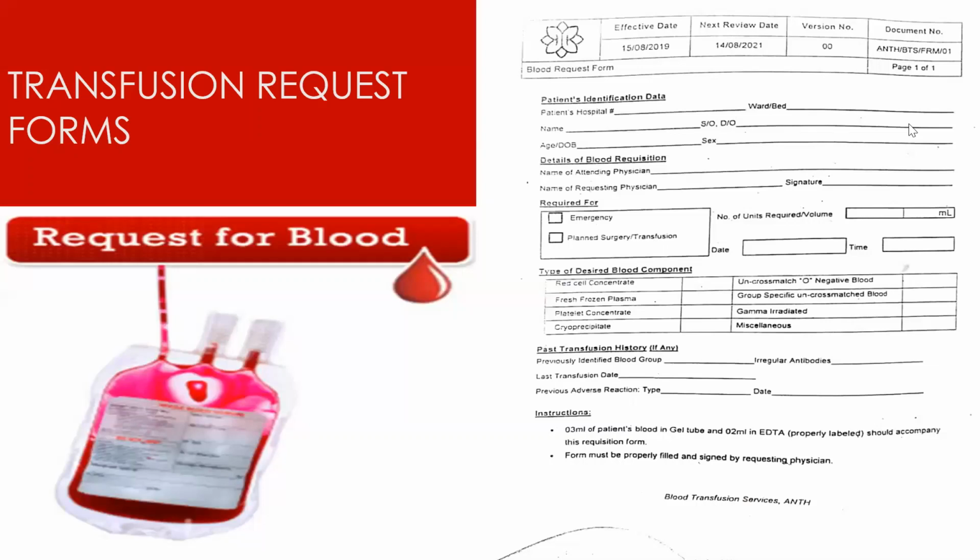This is the transfusion request form which we send to the blood bank. When we send the sample of the recipient to the blood bank, we fill in this transfusion form according to the requirement. If we need an irradiated product, we fill the irradiated column, and also the patient's hospital number, ward number, bed number, name, age, sex, etc., and the blood group of the patient.